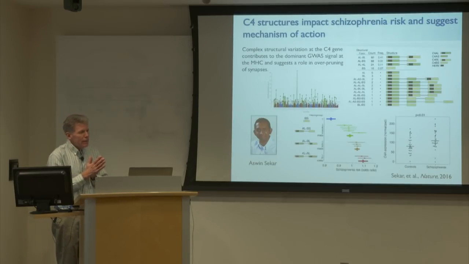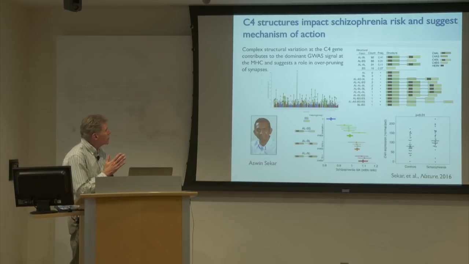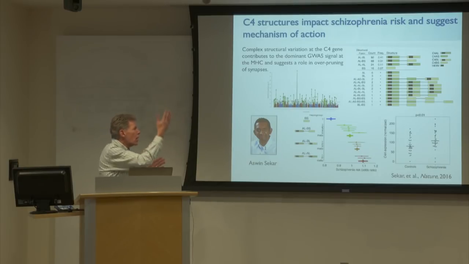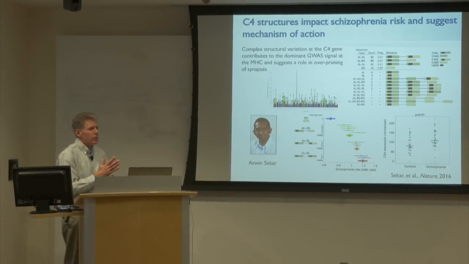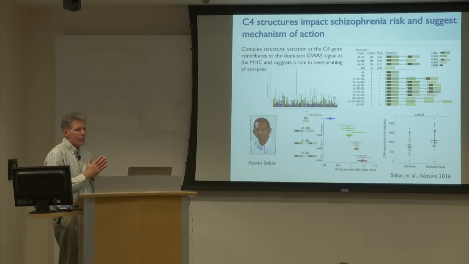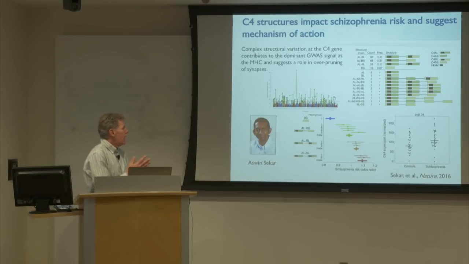And as a third example, in probably one of the most important results recently in psychiatric genetics, was fine mapping a schizophrenia association. If you look at the Manhattan plot that's in the center here, the strongest schizophrenia association is this big peak, sort of in the middle. That's at the MHC locus on chromosome 6. It's notoriously difficult to fine map things at the MHC locus, but Ashwin Sekar, who is an MD PhD student in Steve McCarroll's lab, fine mapped this association signal, and he fine mapped it to this gene called C4.